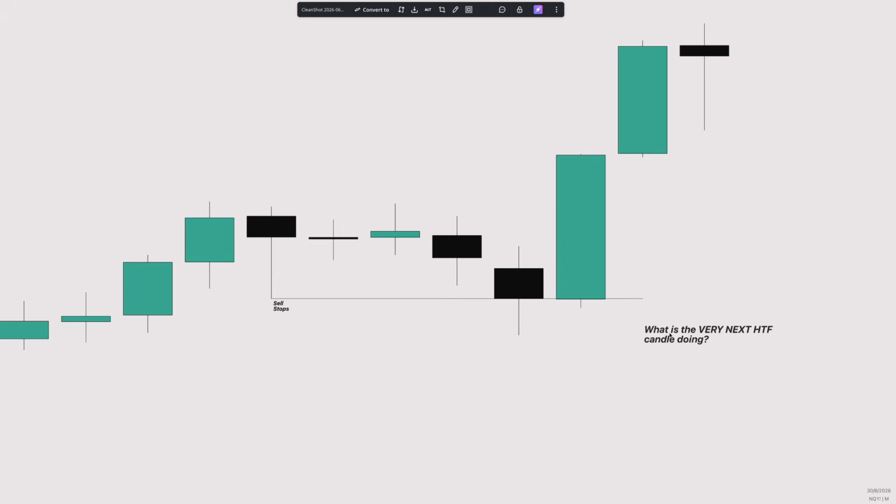When we ask the question, what is the very next higher time frame candle doing? What has the previous one done? Well, it's traded into sell side liquidity, so you have a key level, and it's rejected from it. It closed back inside the range from this low to this high. It gave some form of rejection. So we can predict the next monthly candle to be bullish, and then at least until these equal highs.